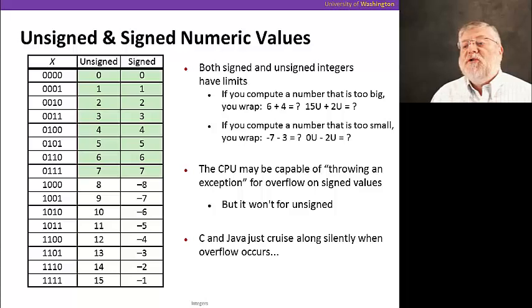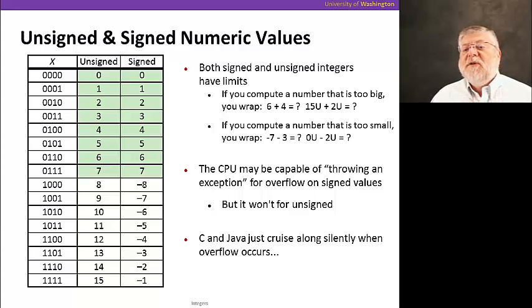In this case, 15u plus 2u yields 17, and that would not fit into any of our representations, signed or unsigned. Okay, we can also have a number that is too small. For example, minus 7 minus 3 as signed numbers would yield minus 10, and you'll notice that there is no pattern for minus 10. We only get up to minus 8. And then if they were unsigned, we still have a problem, because 0 unsigned minus 2 would be a negative 2. Well, we can't represent negative numbers in unsigned format, so we'd be in trouble there as well.